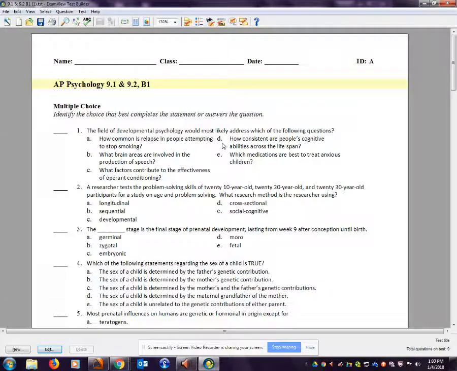We're doing AP Psychology 9.1 and 9.2. Question number 1. The field of developmental psychology would most likely address which of the following questions? The answer choice that we're looking for when we're trying to match for developmental psychology is something about the lifespan, how people change over time. The answer choice that best fits that selection would be D.